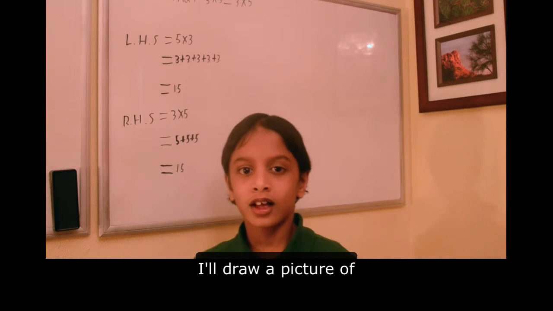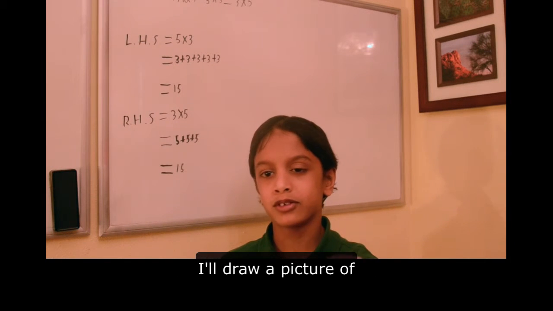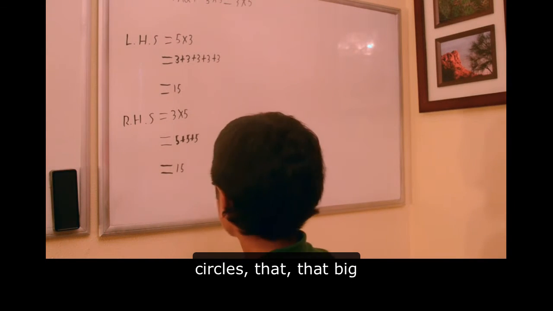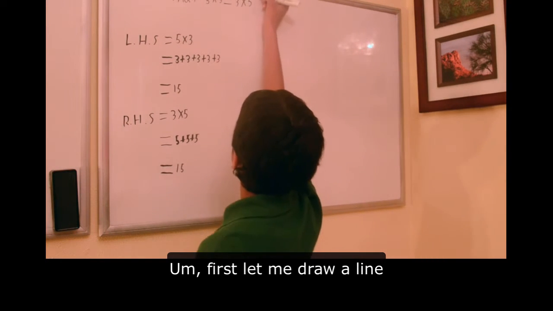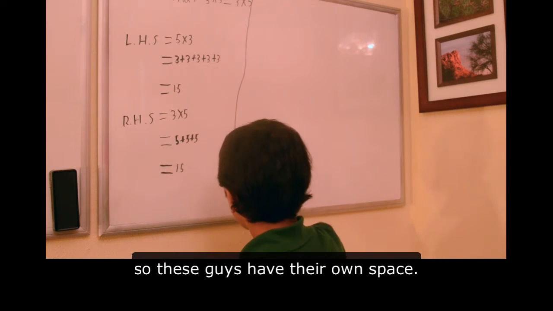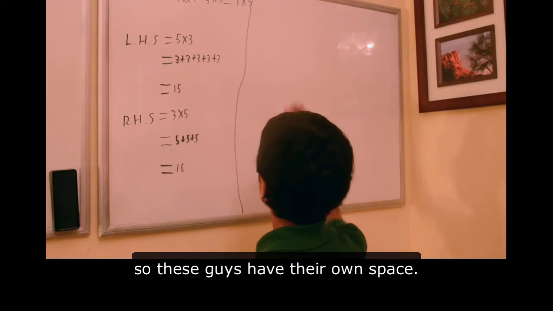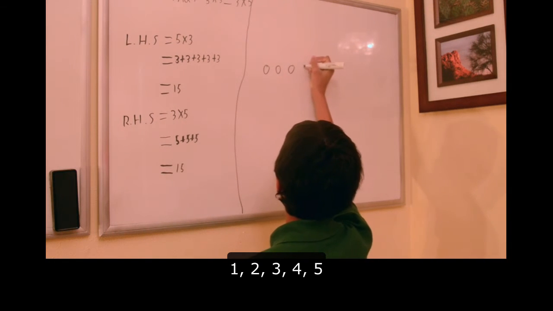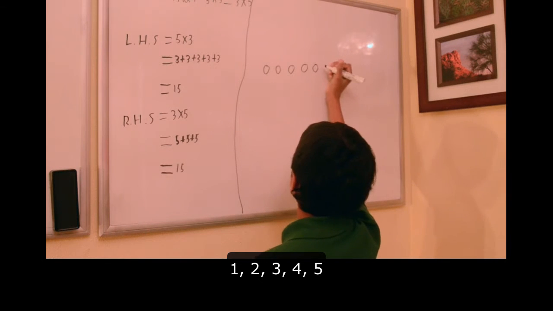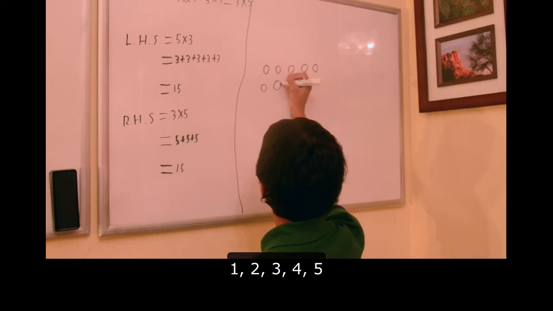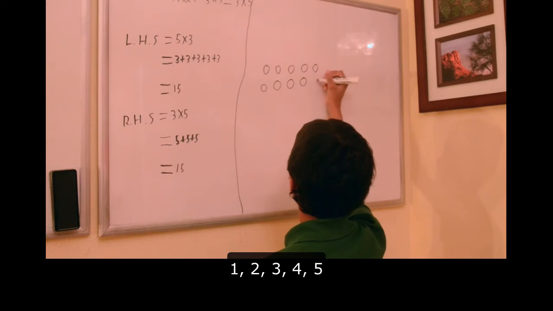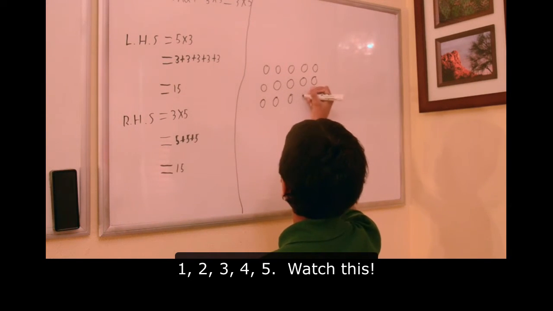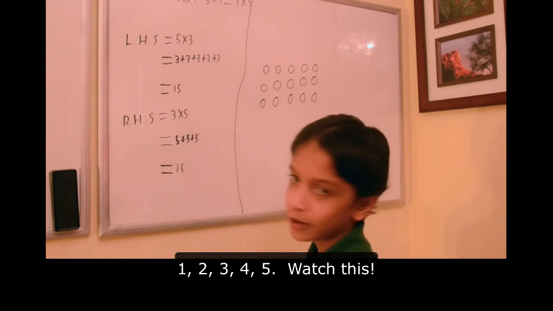Now, I'll draw a picture of circles, just that big. Who cares about the art? First let me draw a line so these guys have their own space. And now, 1, 2, 3, 4, 5. 1, 2, 3, 4, 5. 1, 2, 3, 4, 5.